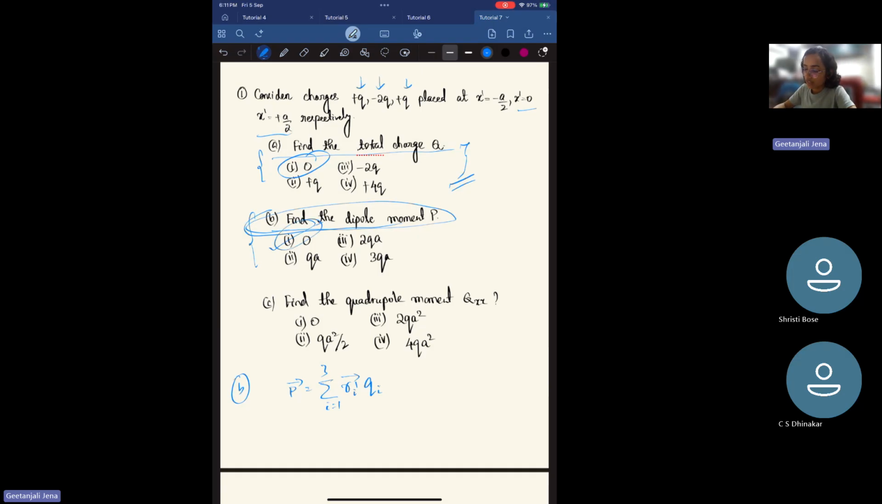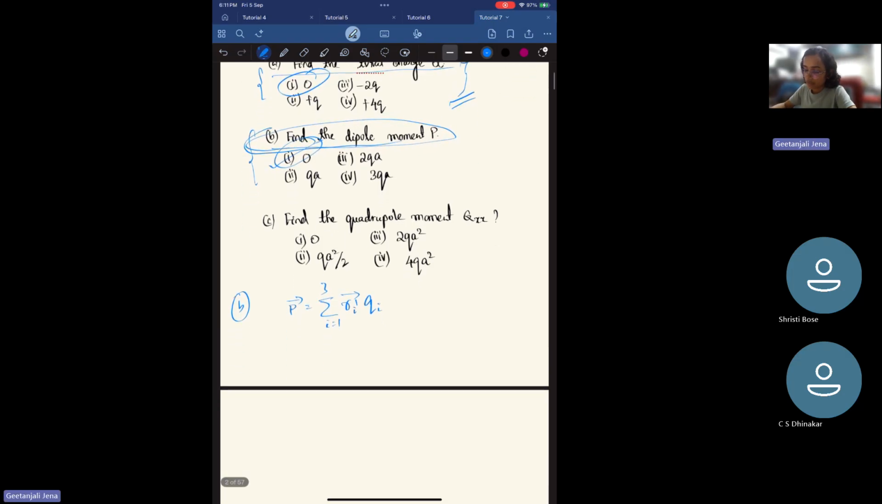Okay, so let's move to option C. For this case, you need to calculate the quadrupole moment, Qxx. So only one component you need to find out. If you recall, the quadrupole moment is a tensor, right? So you need to find out the first matrix element for this tensor.